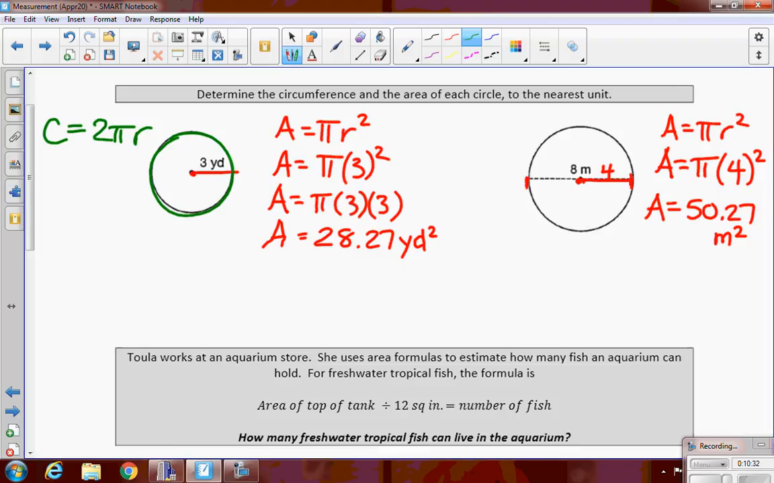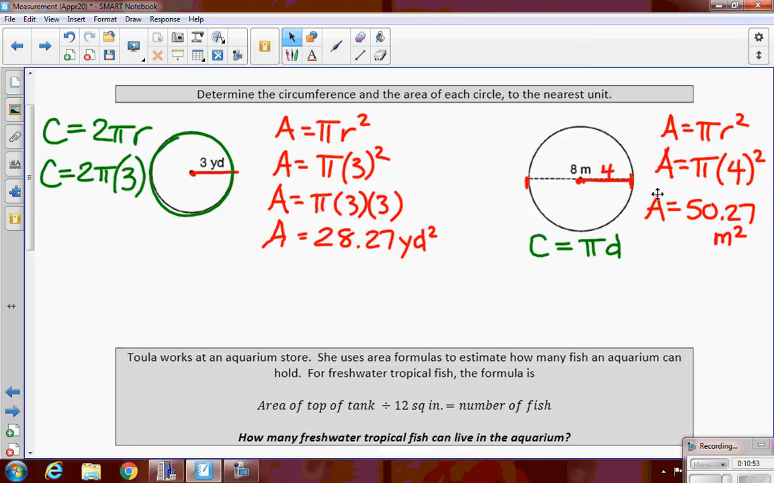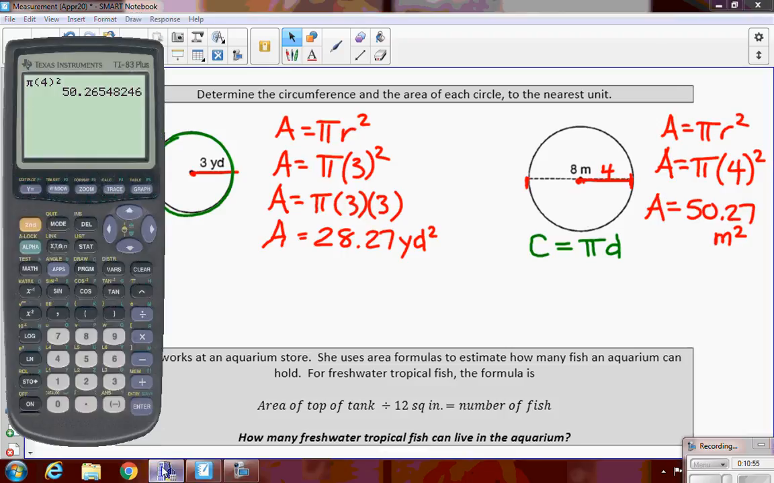On the other circle, since I have the diameter, I can use pi times the diameter. It doesn't matter which one you use as long as you're using either the radius or the diameter. So in this first example, this is like saying the circumference is 2 pi times 3. So again, we'll look at what that means in our calculator. 2 pi times 3. So I get 2 times pi times 3.